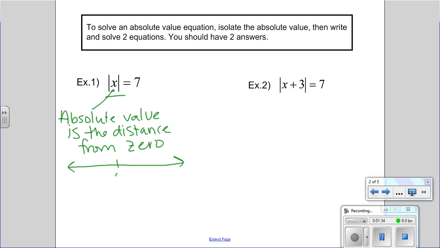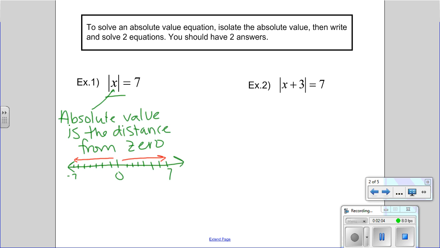We've got 0. I can go 7 spaces, 1, 2, 3, 4, 5, 6, 7. And so 7 is 7 spaces from 0. But I can't just think of the right-hand side of 0. I have to remember that we have the left-hand side of 0. So we have 1, 2, 3, 4, 5, 6, 7, and I land at -7. This is why we have two answers to our absolute value equations, because we have the distance to the right of 0, and we have the distance to the left of 0.